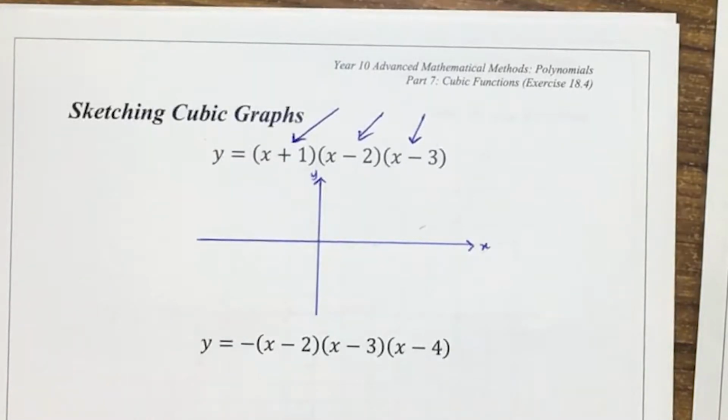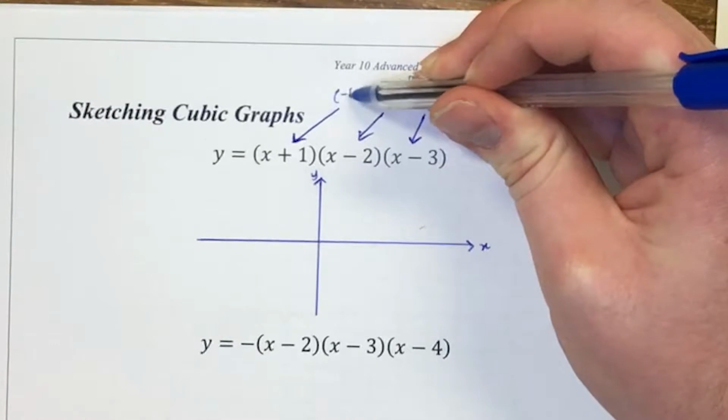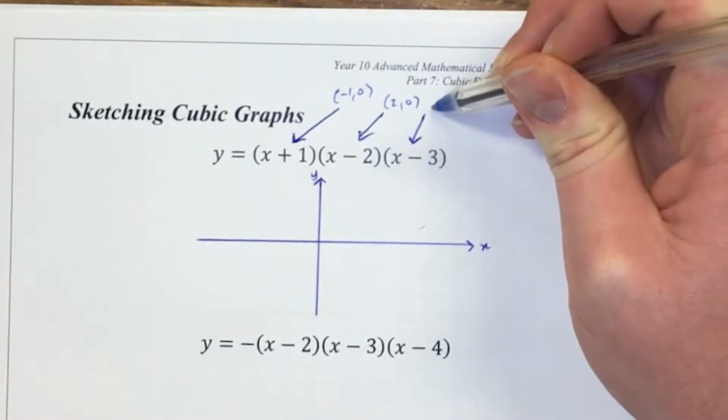Whilst I've got your attention, Mr. Daniels, what would be the x-intercepts of these lovely friends? I'm going to say that one of them is -1. Yep. Another one of them is +2. Yep. And another one of them is +3.